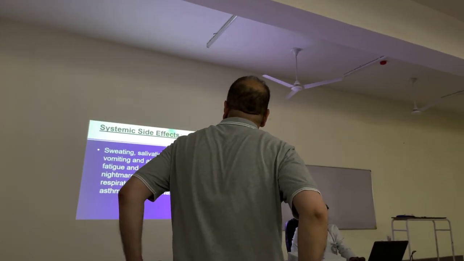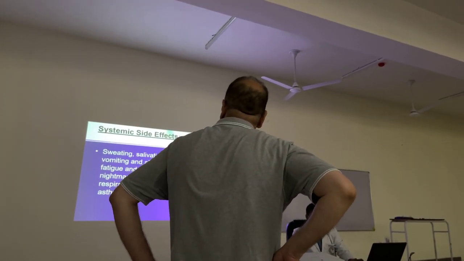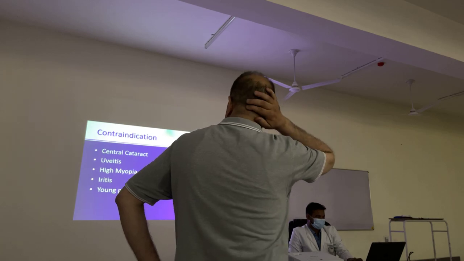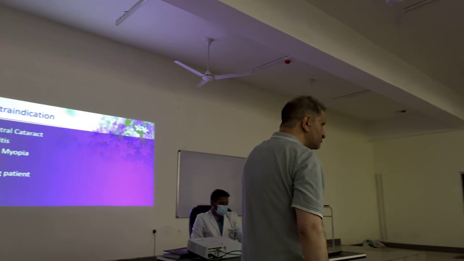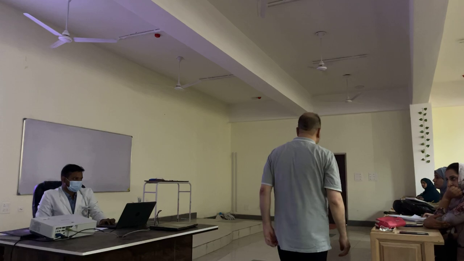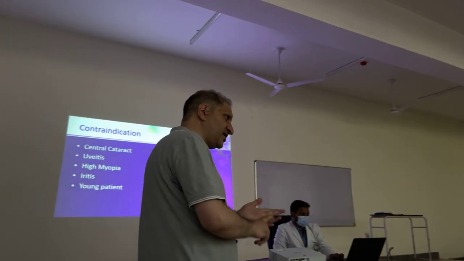Systemic side effects. We will read it towards the next. The contraindications I told you: central cataract, uveitis, high myopia, the iris, and young patients. In these classes of patients it should not be given, especially young patients, high myopia, and uveitis. So no to these. Uveitis, high myopia, and young patients.